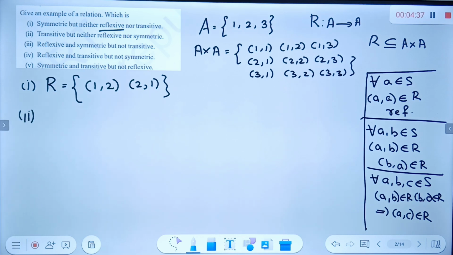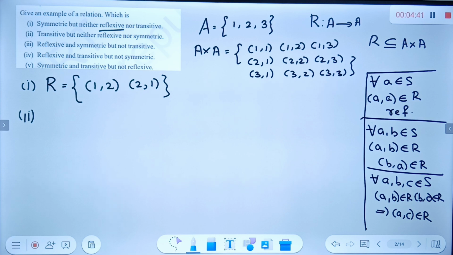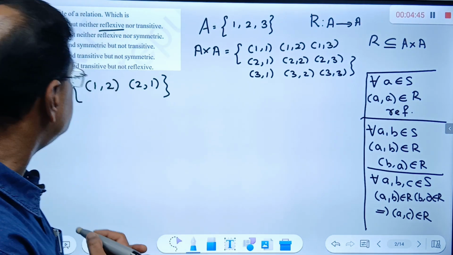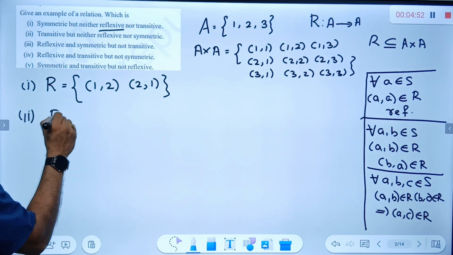Now, what is my second example? I need a relation which is transitive, but neither reflexive nor symmetric. Let's see. Let me choose R.